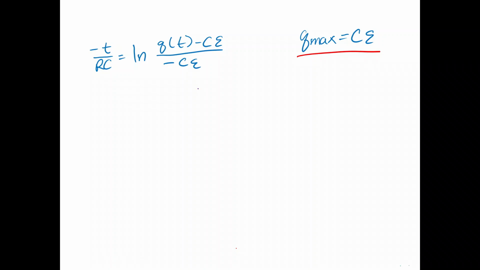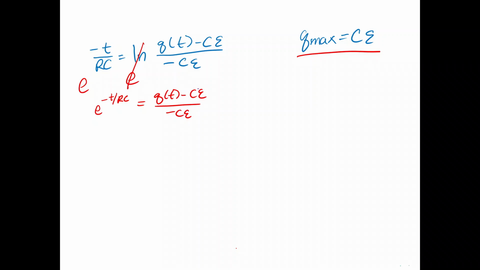And if you have a really complicated circuit, this left side is always going to look very similar, but it might have some slight differences in it. But it's always going to involve R and C. So my next step is to find Q of T. In order to do that, I have to get it out of that natural log. So I'm going to raise E to both sides to get rid of that natural log. So on the left, I get E to the negative T over RC is equal to Q of T minus CE over minus CE.